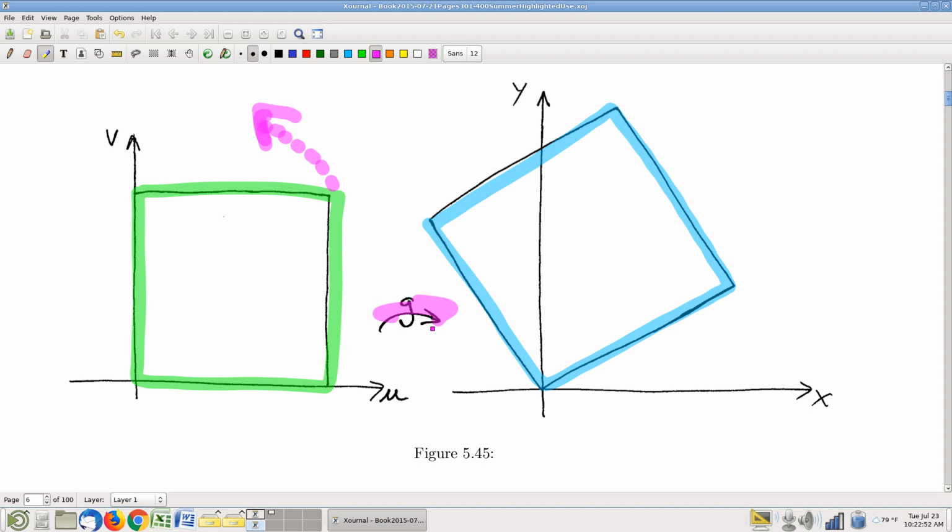My change of variables function is the process of tilting by some angle yet to be determined counterclockwise. That counterclockwise rotation turns the green square into the blue square. Okay, now details. What is that angle? What's the angle theta here?